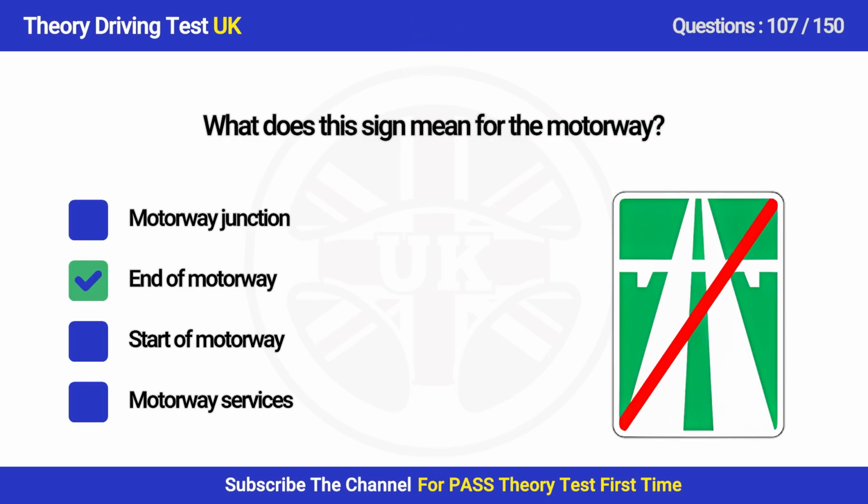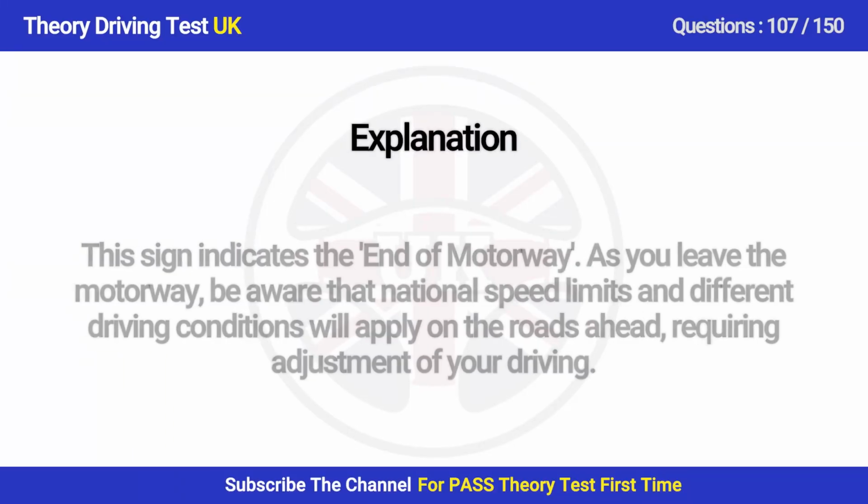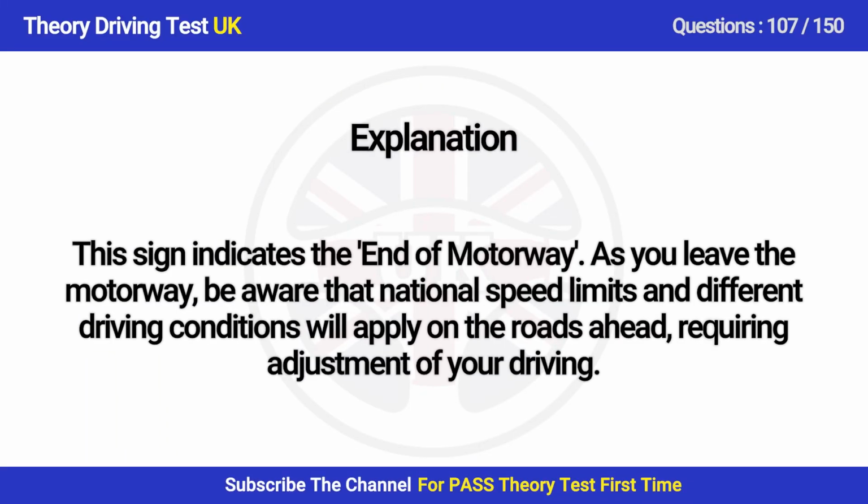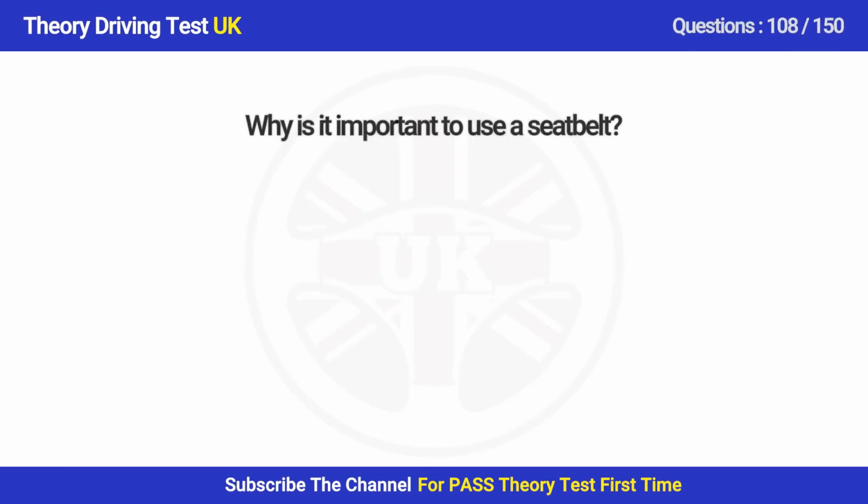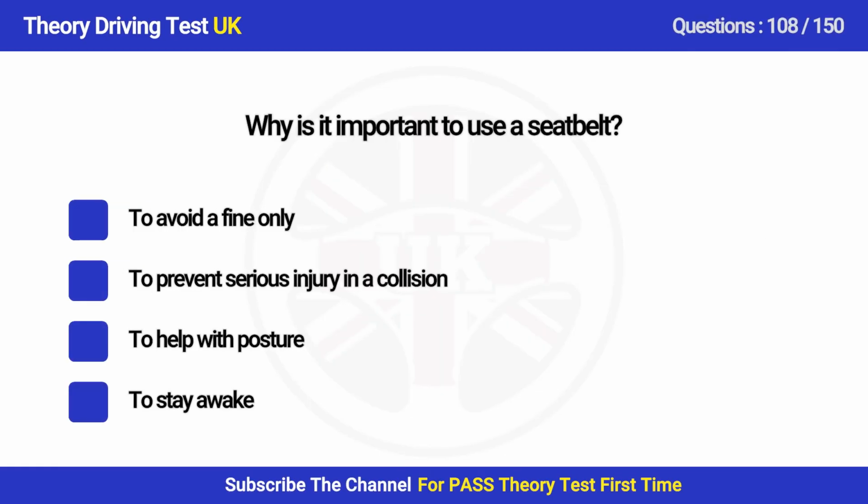Answer is B. End of motorway. This sign indicates the end of motorway. As you leave the motorway, be aware that national speed limits and different driving conditions will apply on the roads ahead, requiring adjustment of your driving. Question 108. Why is it important to use a seat belt? A. To avoid a fine only. B. To prevent serious injury in a collision. C. To help with posture. D. To stay awake.